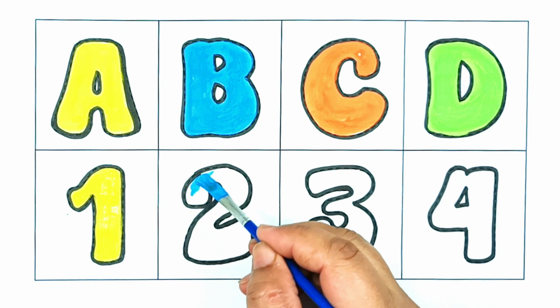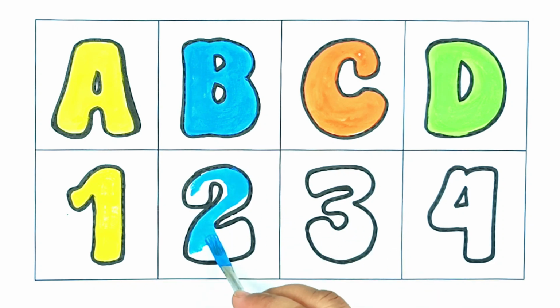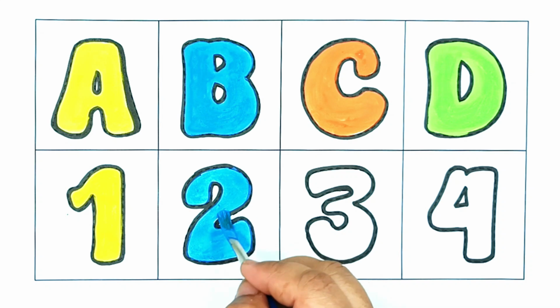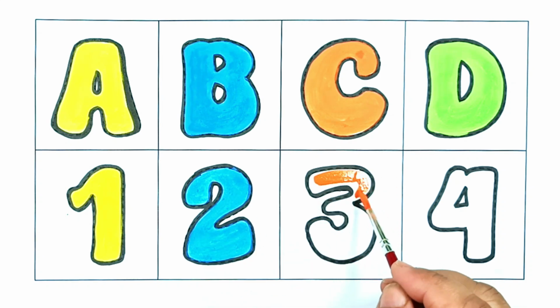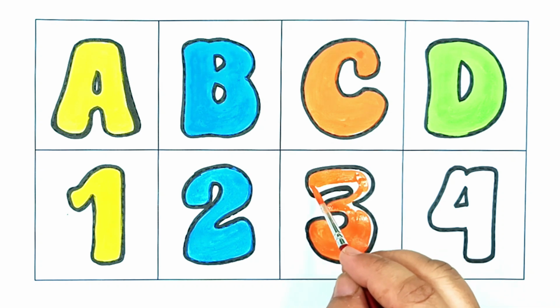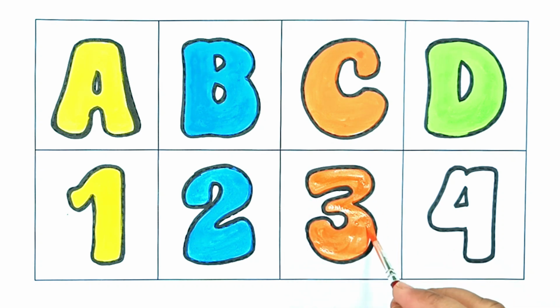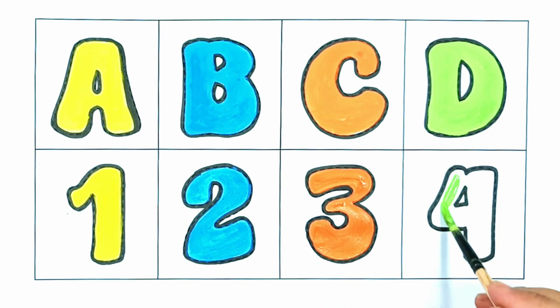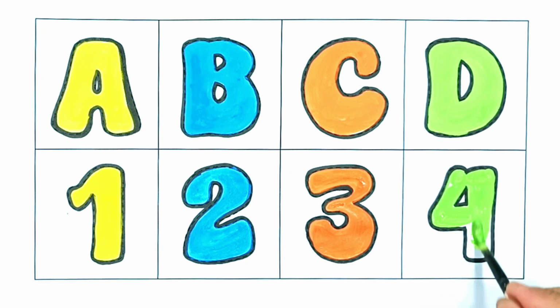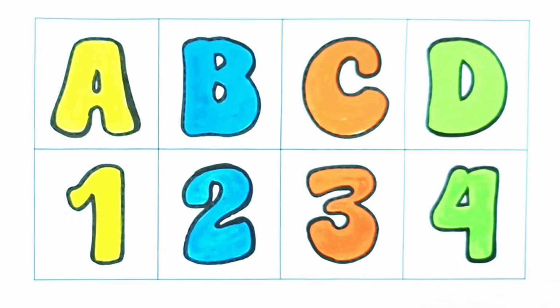One, 1, 2, 2, 3, 3, 4, 4. A, B, C, D. 1, 2, 3, 4.